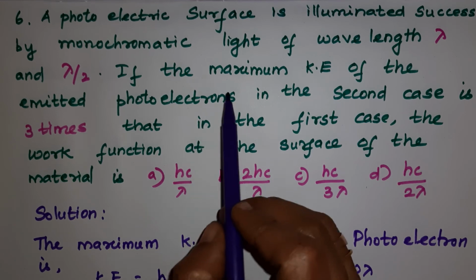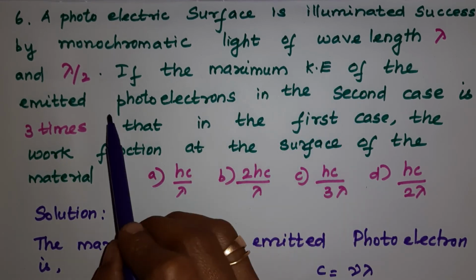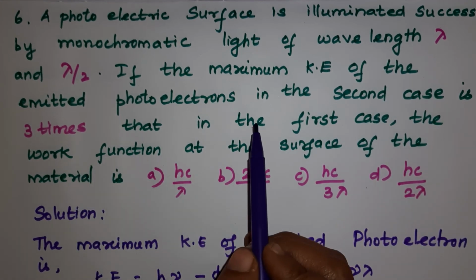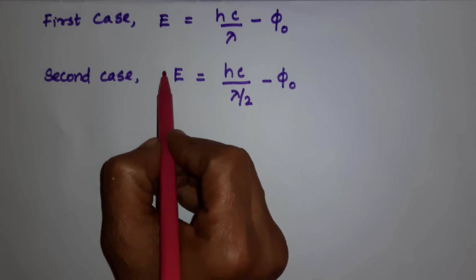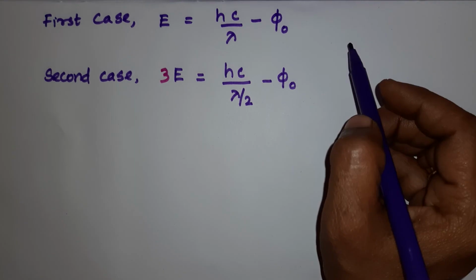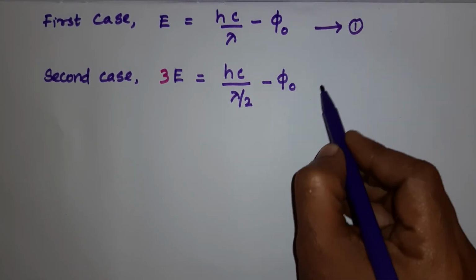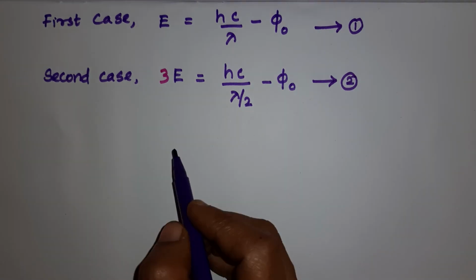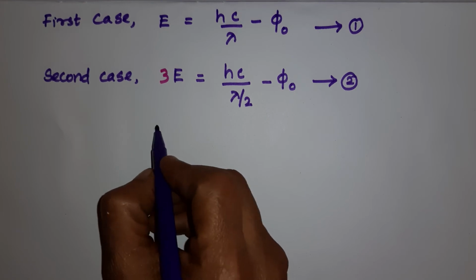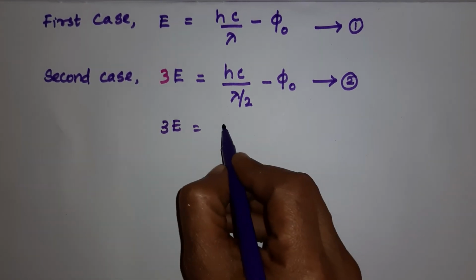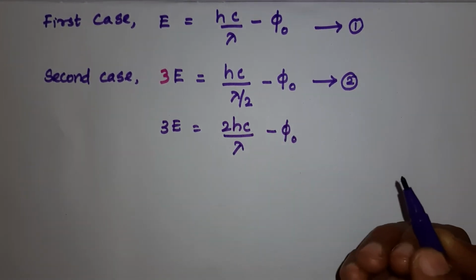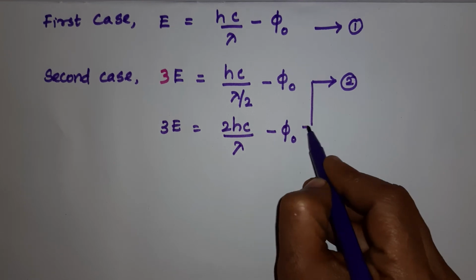But here it's given the maximum kinetic energy of the emitted photoelectrons in the second case is 3 times that of the first one. So we have the energy of the second one is 3 times that of this one. So we multiply it by 3. Let me write this to be the first equation and this to be the second one. Here in this expression, this 2 goes to the numerator. So we have 3E is equal to 2Hc divided by lambda minus phi naught. So we shall also write this to be the second equation.